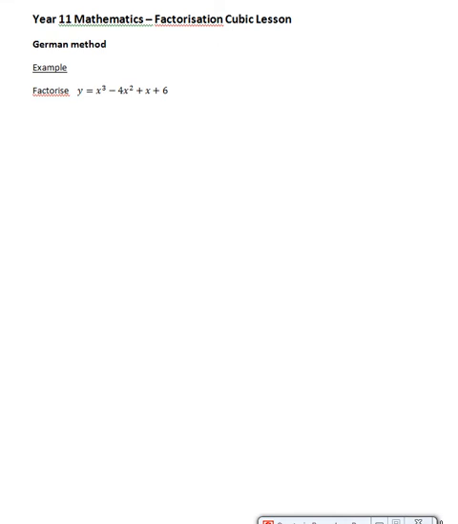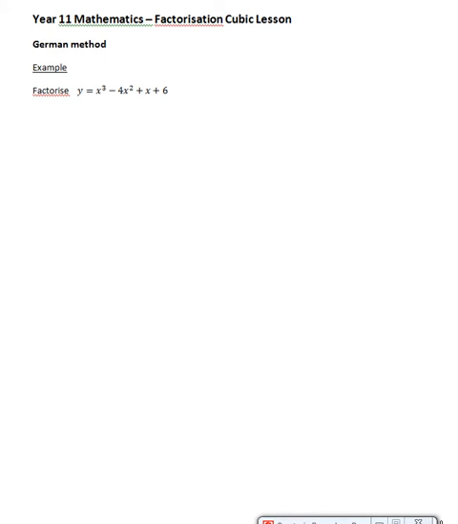Now I'm going to factorise this cubic function y equals x cubed minus 4x squared plus x plus 6 using what I call the German method. It was taught to me by an exchange student one year, visiting us from Germany, and I was quite impressed by her technique, and many of my students like it.